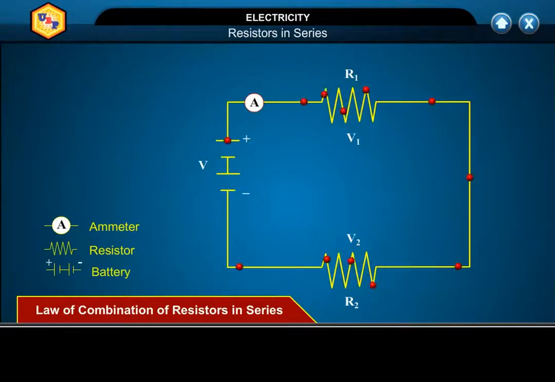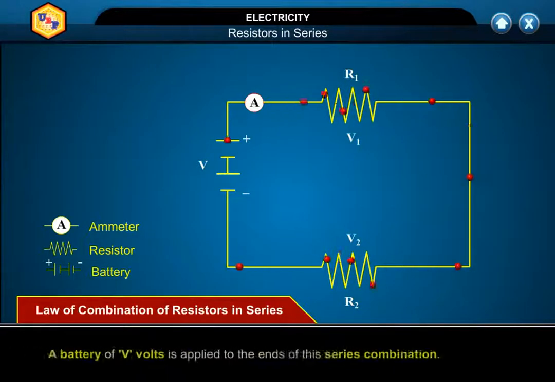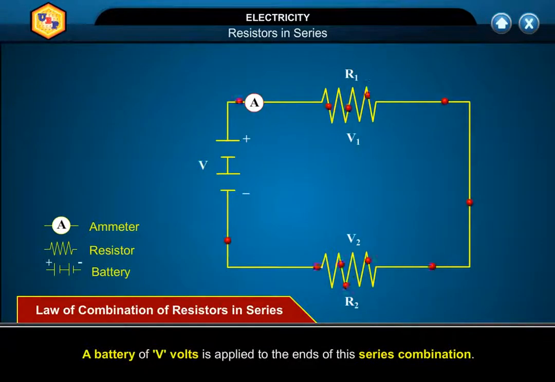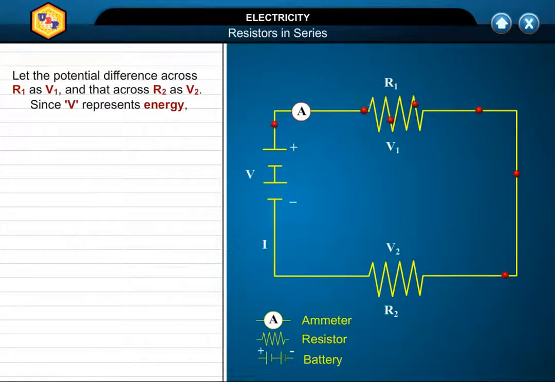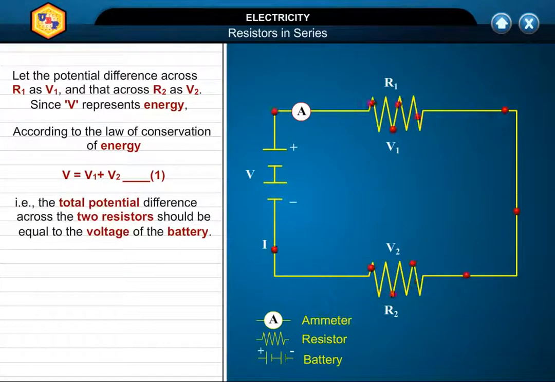Law of combination of resistors in series. If two resistors R1 and R2 are connected in series, a battery of V volts is applied to the ends of this series combination. Let the potential difference across R1 be V1 and that across R2 be V2. Since V represents energy, according to the law of conservation of energy, V is equal to V1 plus V2. This is equation 1. That is, the total potential difference across the two resistors should be equal to the voltage of the battery.